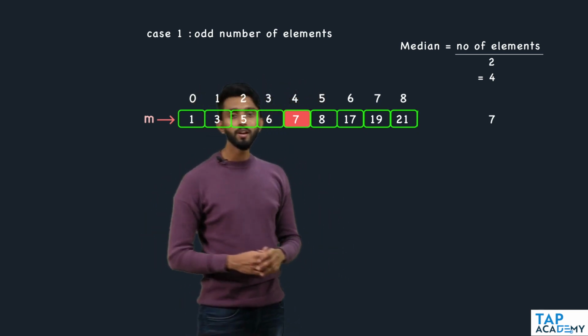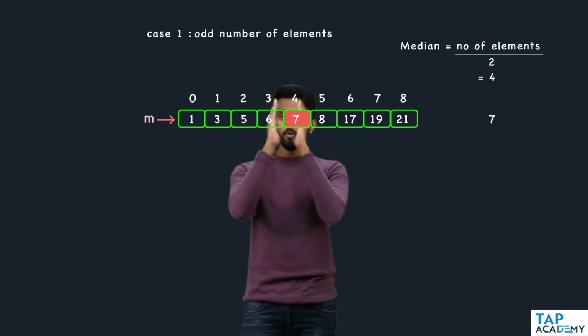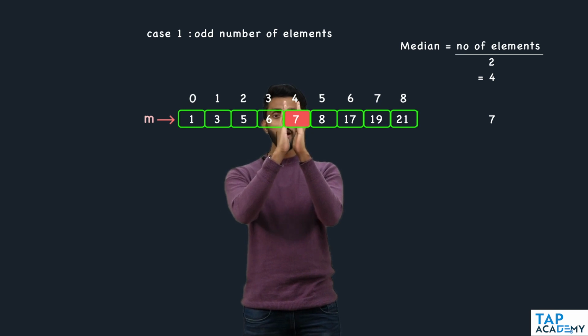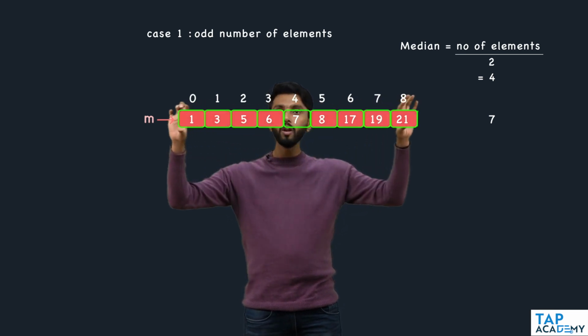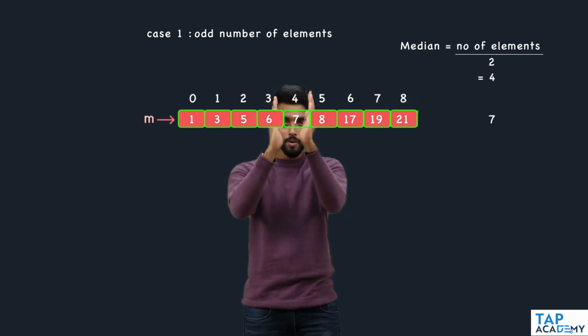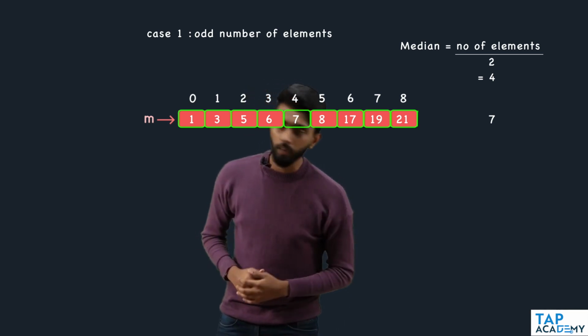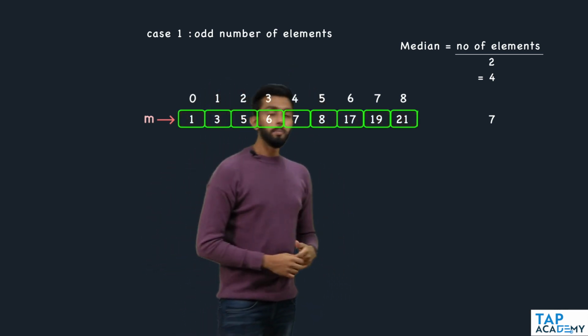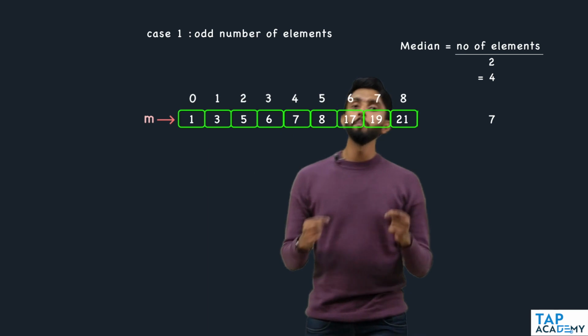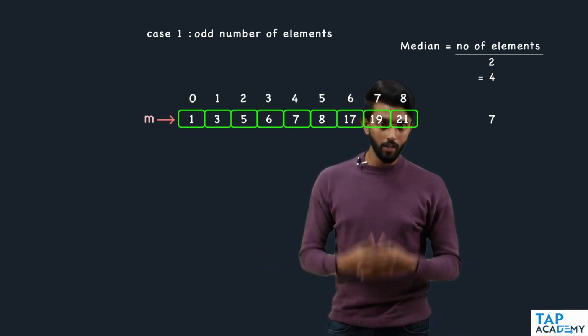Any confusion till here? And why it's called the median is, if you look at it, it divides your array into two equal halves. See, there are 4 elements on this side, 4 elements on this side. That's why median. It's sort of like a middle value. Any confusion? Great. But what if you have an even number of elements? Naturally, that's the question you will have.